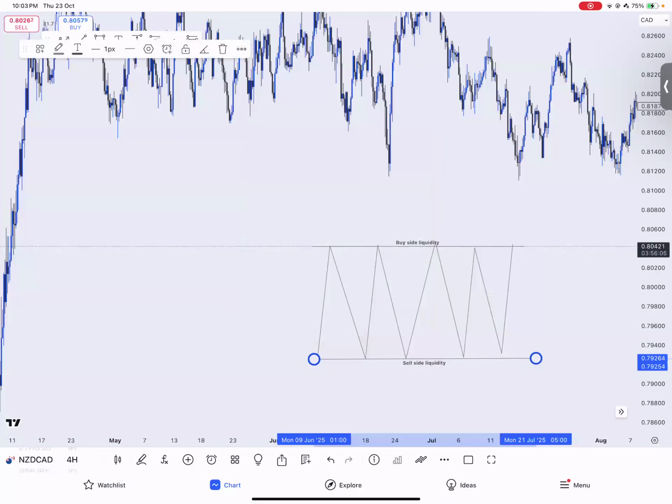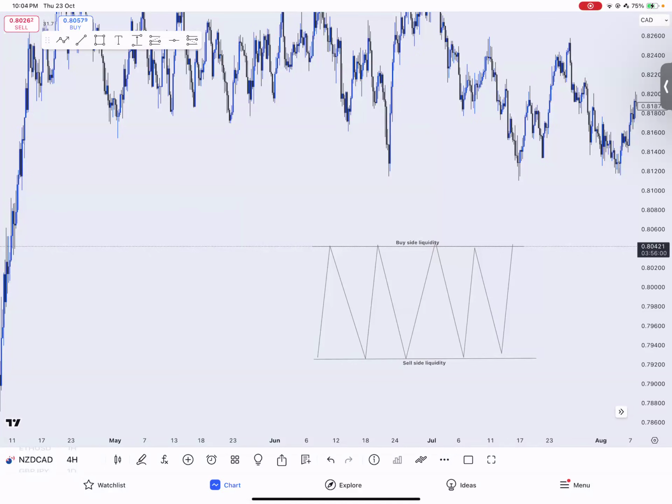Now, how do you apply these concepts in your take profit level? Simple. Market is fueled by liquidity. Whenever liquidity is being taken out from one side of the chart, price will want to go and take out liquidity on the other side of the chart. So that is where the concept of ranging liquidity comes in.